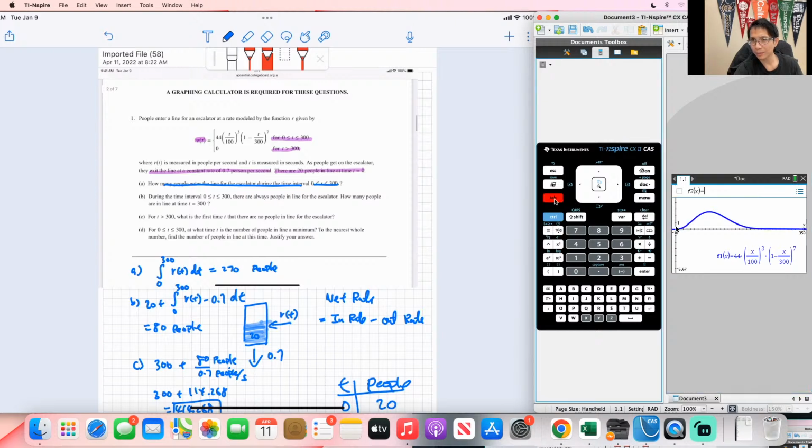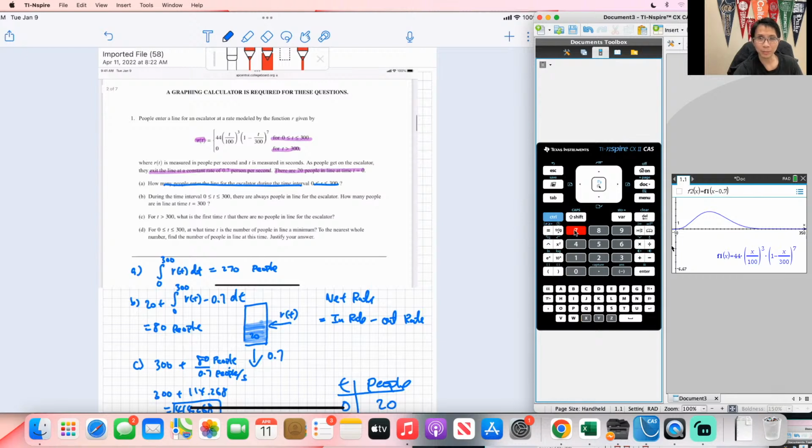Where's the tab? And I'm gonna do tab. I'm gonna do var function 1. Now never ever graph integrals ever. That's something you don't want to do. So you can graph the derivative minus 0.7.